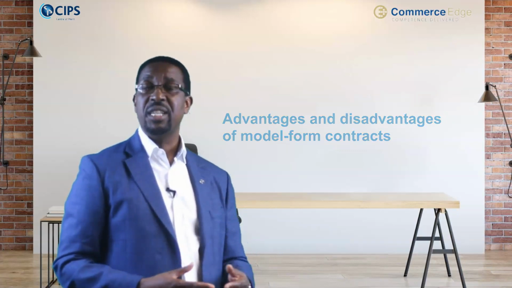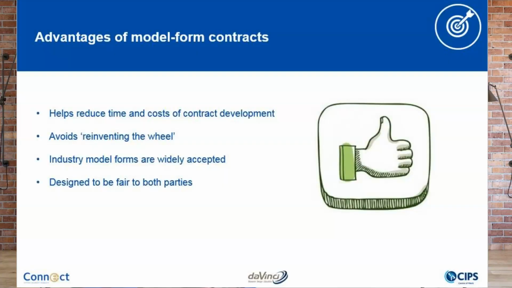Advantages and disadvantages of model form contracts. The advantages and disadvantages of using model form contracts are: let's first look at the advantages. Number one, they help to reduce time and cost of contract development. Number two, they help us to avoid reinventing the wheel. Number three, industry model forms are widely accepted. And number four, they are designed to be fair to both parties.